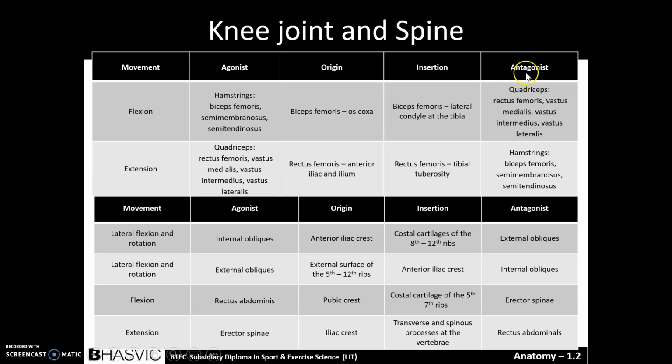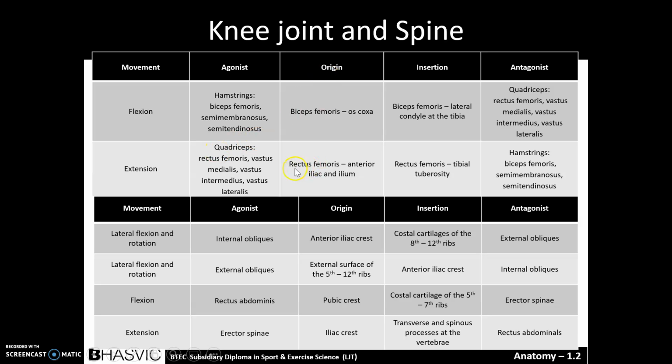the antagonist muscle, would be the quadriceps, and that includes the rectus femoris, the vastus medialis, vastus intermedius, and the vastus lateralis. For extension to take place, the agonist muscles would then be the quadriceps group.